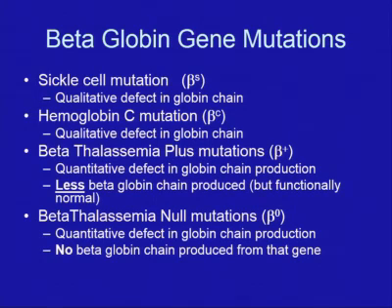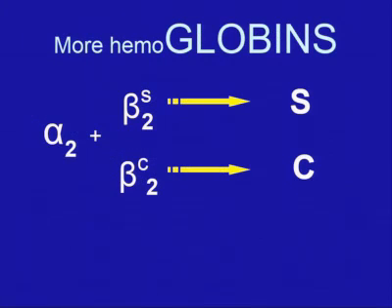So when you don't make enough of the betas, that's how you get beta thalassemia. And there's two forms. There's a beta plus, where you make a little bit of normal beta, and then a beta naught, where you produce no beta. And so again, if you have these point mutations that make a sickle beta, if you have alpha 2 plus 2 of those beta S's, you get hemoglobin S that we see in sickle cell disease. And then if you have that complex with the beta C, you can have hemoglobin C.